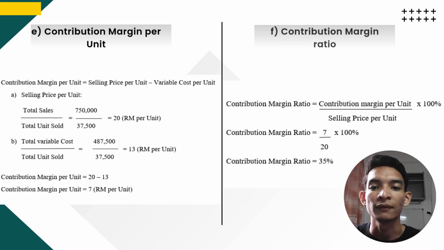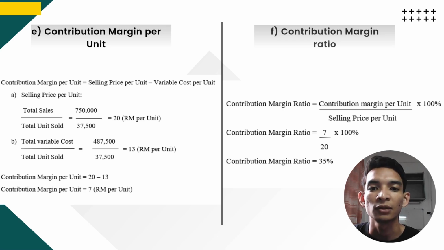The next slide is contribution margin per unit. The formula is selling price per unit minus variable cost per unit. We should find the price per unit first. Selling price per unit, the formula is total sales divided by the total units sold. Total sales is 750,000 and total units sold is 37,500, and we got the answer of 20 ringgit.